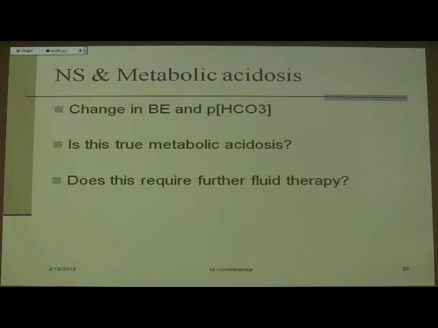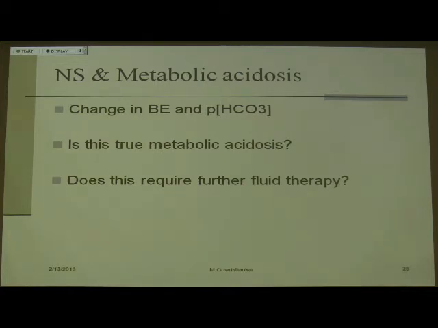So this question I started with, saying normal saline and metabolic acidosis, what does it really mean? There is a change in base excess, and there is a change in plasma bicarbonate concentration depending on how rapidly you infuse the child or adult with normal saline, and whether or not the kidneys are functioning. So there are so many caveats to this whole attitude that normal saline gives you acidosis. Then the second question is, is this true metabolic acidosis? What I mean by that is, what is it doing at a cellular level? Because that's what we are really worried about. Cellular dysfunction as a result of rapid changes in intracellular pH, that's what we are worried about.